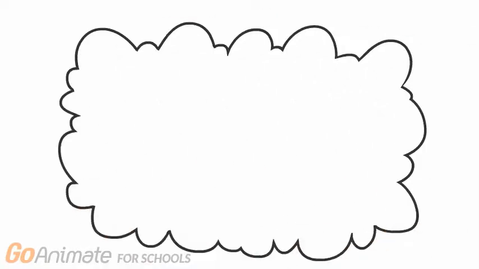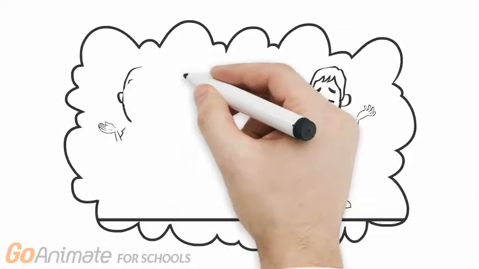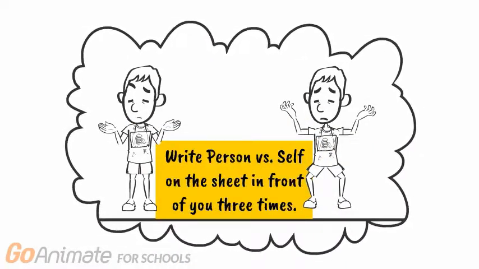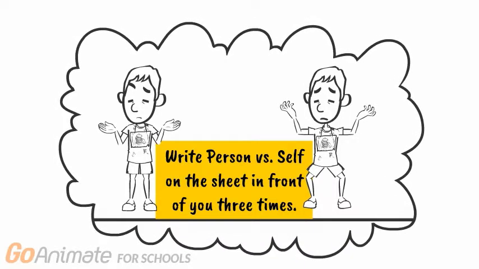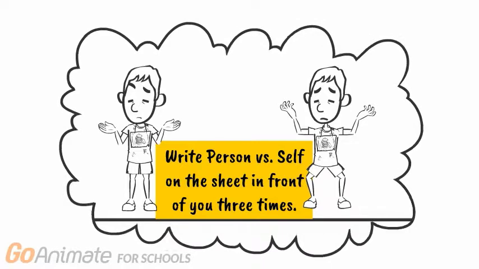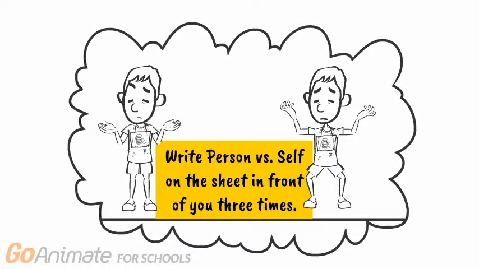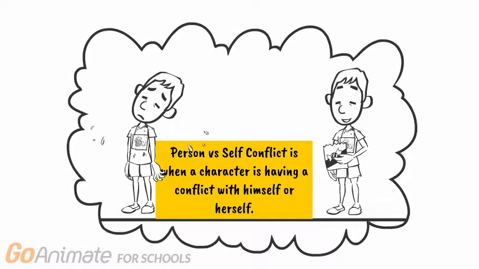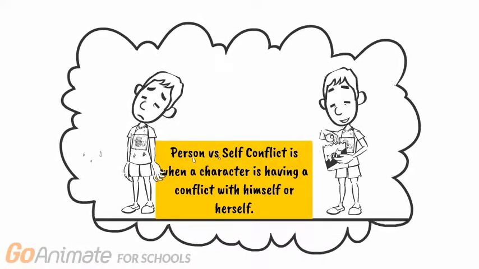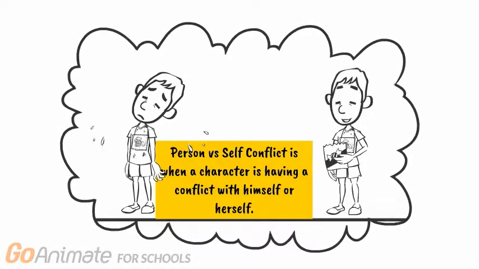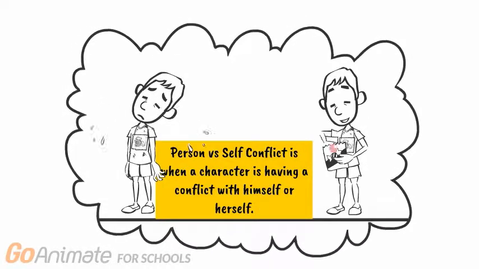Person versus self conflict. Write person versus self on the sheet in front of you 3 times. Person versus self conflict is when a character is having a conflict with himself or herself.